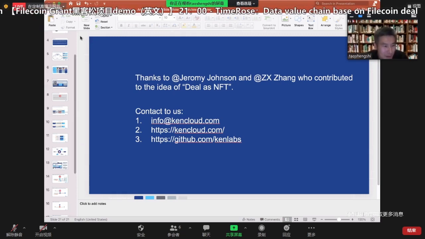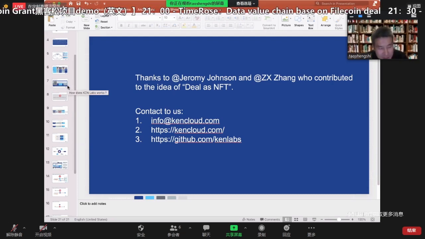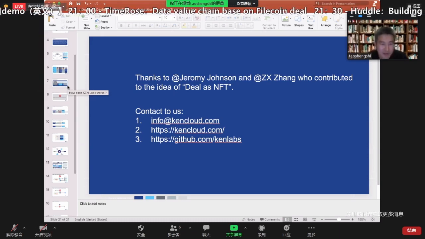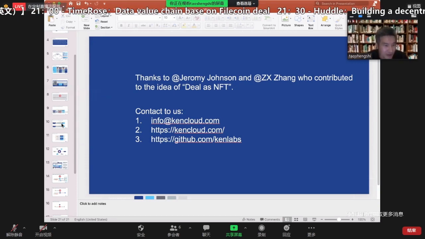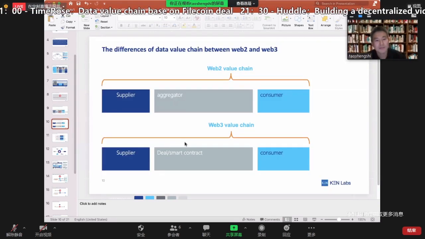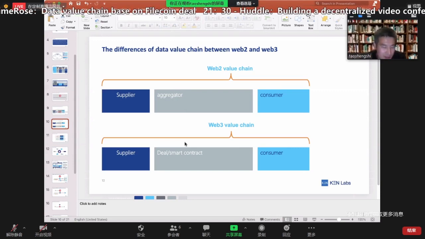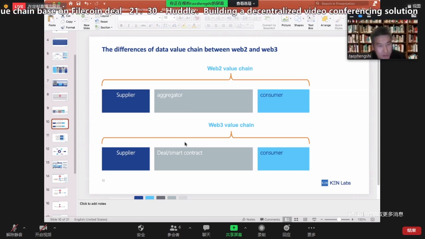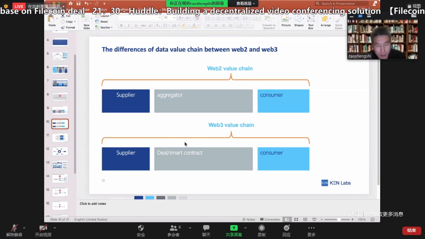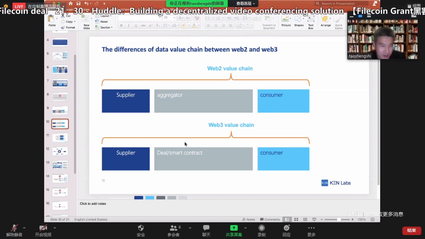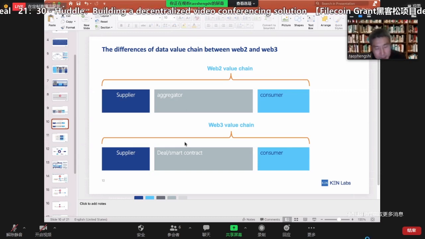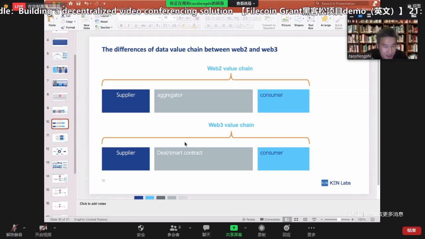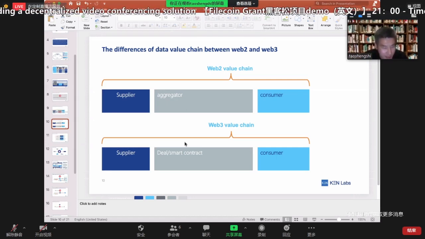So about the data value chain, I think of the core part, the keystone part of the value chain, as the deal, which is a smart contract. That is very important, and it is why Web3 is different from Web2. You think of Baidu and Google and some marketplaces as aggregators. They build these aggregators not to get value from data. They get value from the ads.